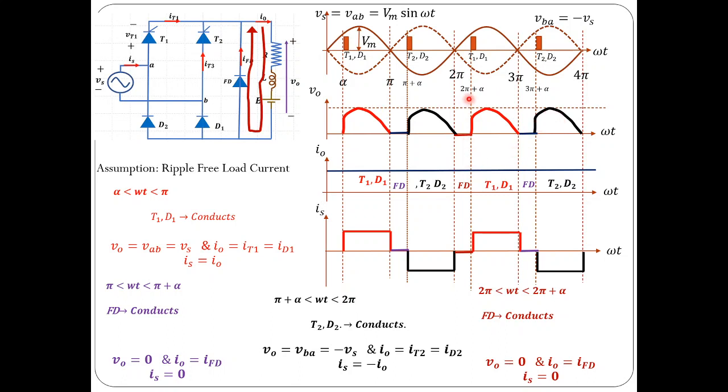So you can see, from 2 pi plus alpha to 3 pi, T1 and D1 are conducting, and during the next period the freewheeling diode would conduct, and so on. The same operation would repeat. Please do the analysis on your own for the remaining cycles, and you will find this kind of wave shape for the remaining cycles also. And of course, from omega t equal to 0 to alpha also, the output voltage and input current are going to be 0, where the output current is the same as the freewheeling diode current. So these are the waveforms.